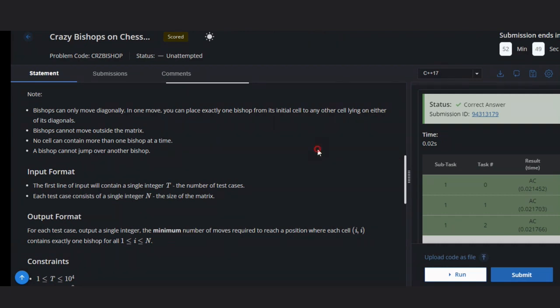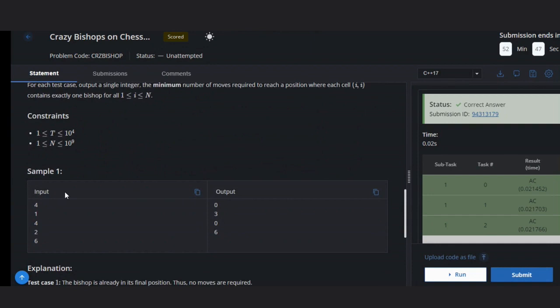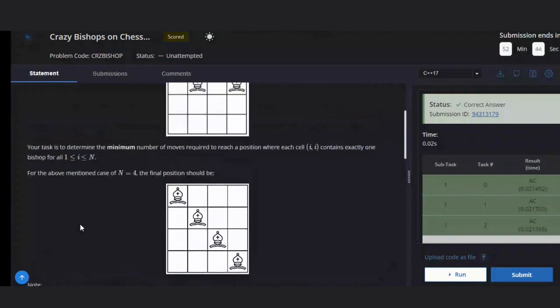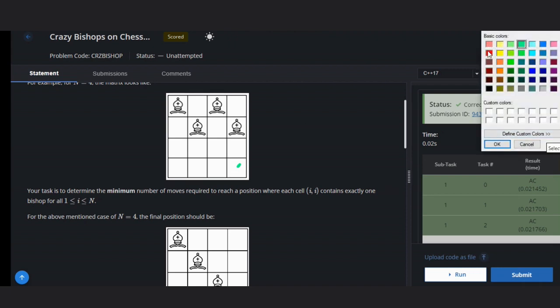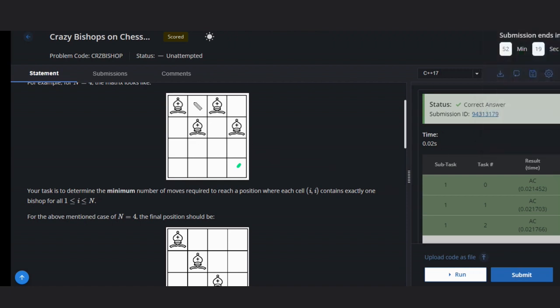So let's understand how we can solve this problem. First, we can take the given example. This is the example. So how can we solve this? What will be our task? First we move this bishop to this position. So here is the empty position. Let me change the color to red. So first we reach this position with this move. So this will be the empty position.